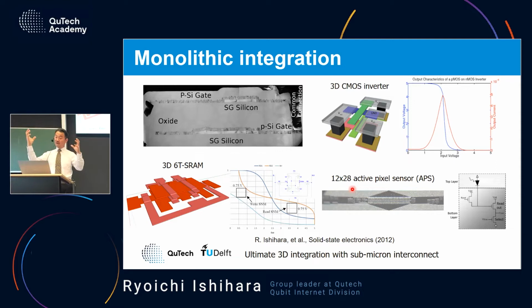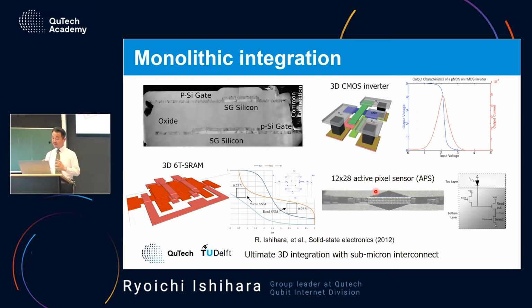pixel sitting on top of the amplifier and readout circuit. A CMOS circuit needs two transistors, and SRAM is six transistors, so it occupies a huge area. Now you can stack an NMOS transistor, for example, on top of a PMOS transistor, and its area is about half. Also, with an image sensor, you can process the image at pixel level.